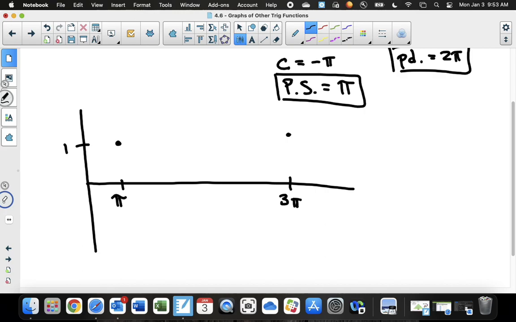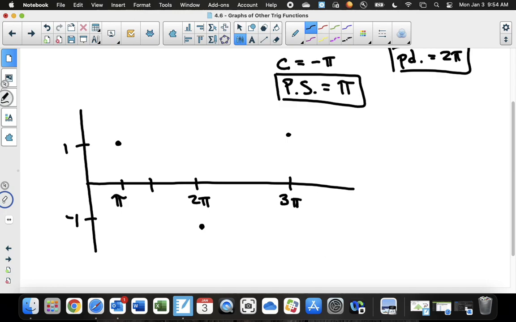And now we break it down in between like we did before break. Halfway between pi and 3 pi is 2 pi. What's happening at 2 pi? Midline or minimum? Again, if you need it, use your parent function. Halfway between two maximums on a cosine is always a minimum. So we're down here at -1.